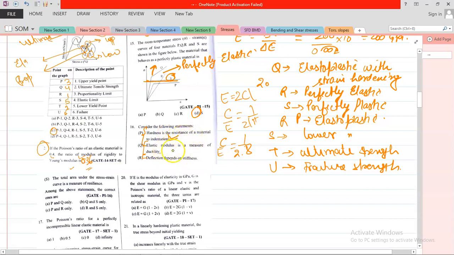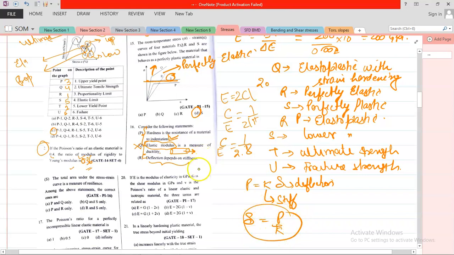Ductility means elongation, but elastic modulus defines elongation up to the elastic limit, no? But ductility can be up to the plastic region also. So this option is incorrect. Now, deflection depends on stiffness. So P = K delta, where K is your stiffness and delta is deflection. So you can see that the deflection depends on your stiffness. So this option is correct.